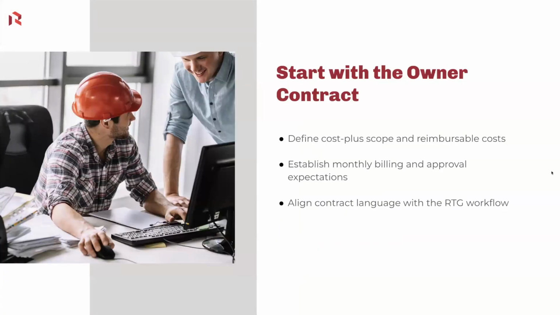Okay, so to start off, we will want to start with the owner contract. So first, we'll want to define cost plus scope and reimbursable costs. And then we'll want to establish monthly billing and approval expectations, and then align our contract language to show our monthly billing expectations.